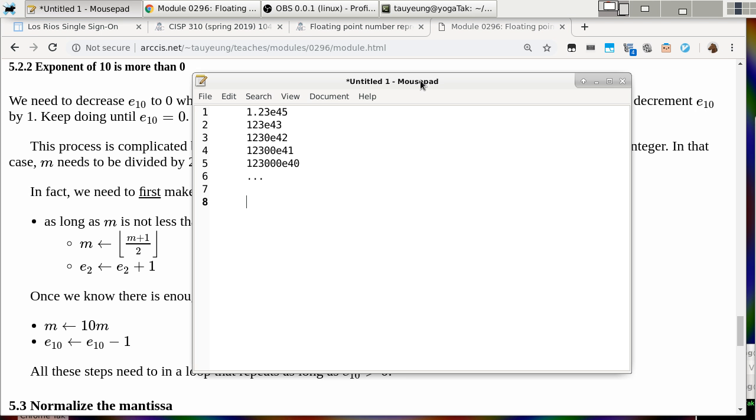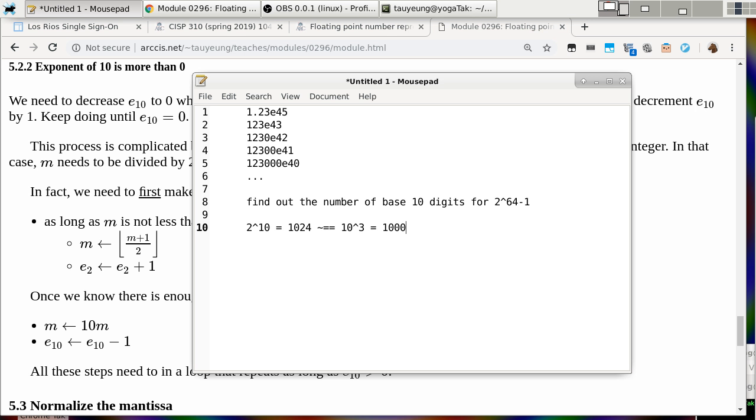If I want to find out how many base 10 digits 2 to the power of 64 minus 1 has, do you guys know how to estimate that? We want to find the number of base 10 digits for 2 to the power of 64 minus 1. The trick is to say that 2 to the power of 10, which is exactly 1024, is pretty close to 10 to the power of 3, which we know as 1,000.